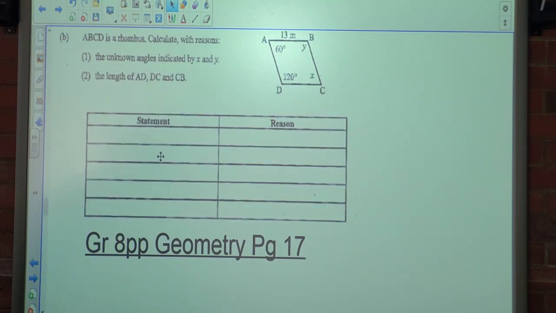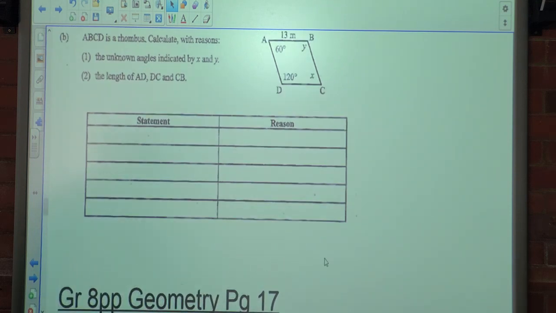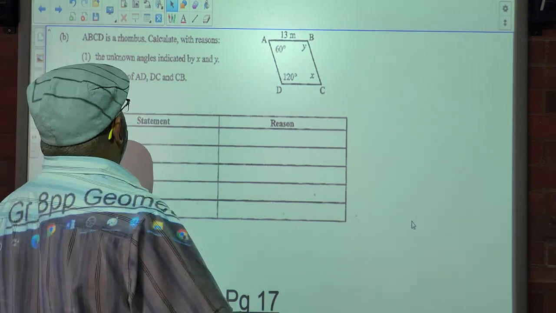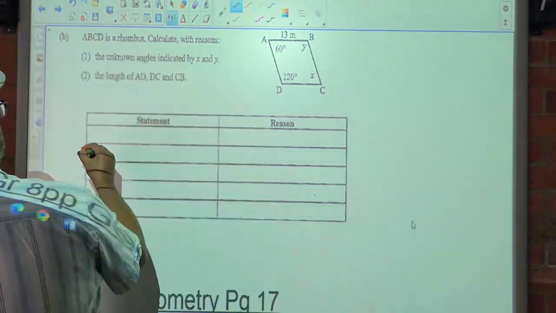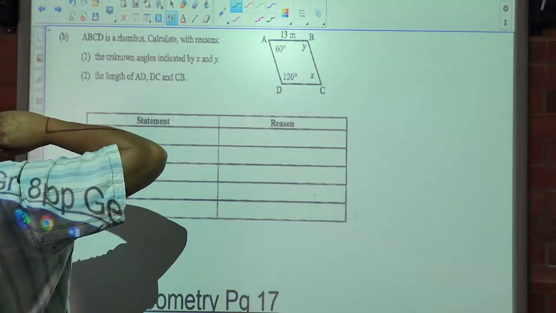In B, we are told that ABCD is a rhombus. There are 3 properties of a rhombus. What are the properties? Opposite angles are equal. All sides are equal. And opposite sides are parallel. Right. ABCD is a rhombus. Calculate with reason number 1, the unknown angles indicated by x and y.